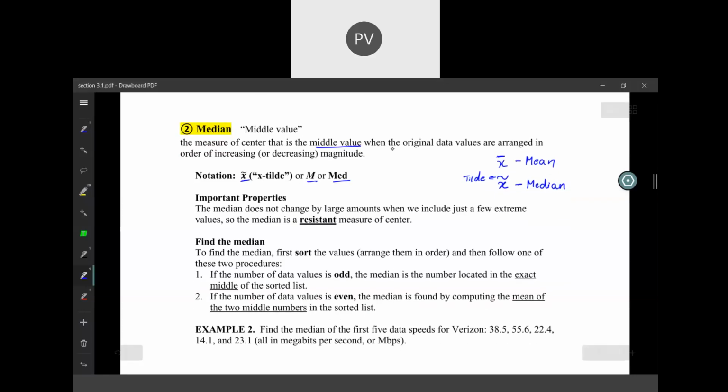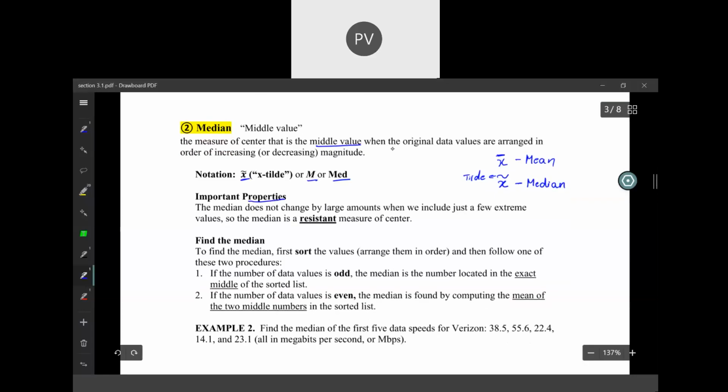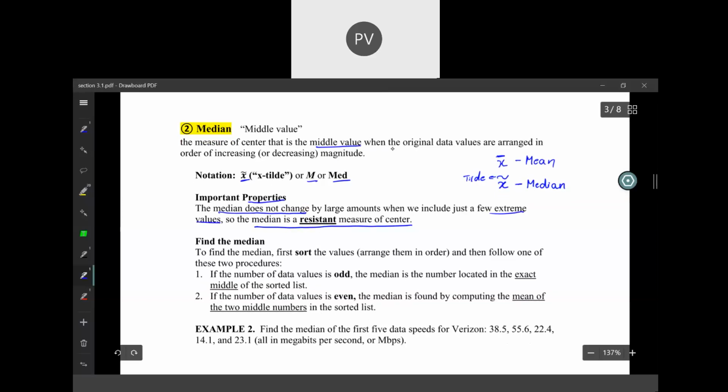Now, the property is that the median is a resistant measure of center, which means even with the presence of outliers, the median will not change. The median doesn't change even with the presence of extreme values. So median is a resistant measure of center.